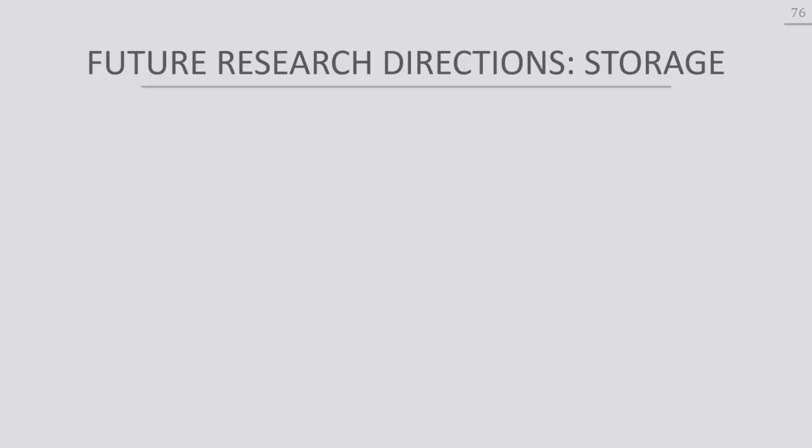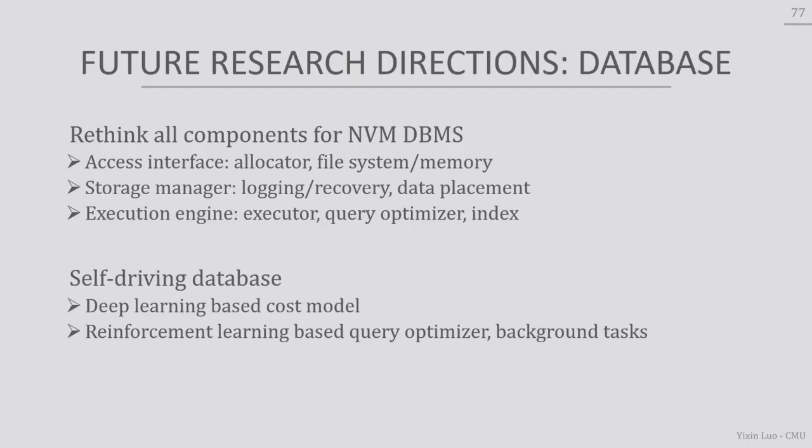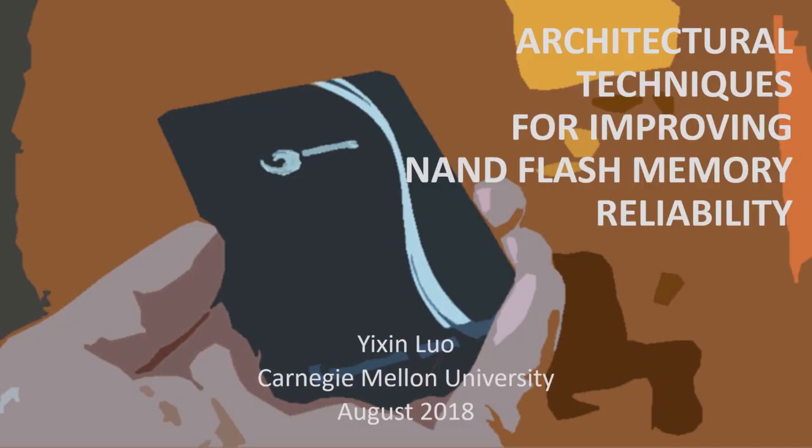And for future research directions, I think it will be interesting to further look at how to utilize characterization data to improve storage reliability and performance, and also design better storage to help process larger amounts of data. And I think it's also very interesting to look at how to accommodate non-volatile memory for databases. So that's all.